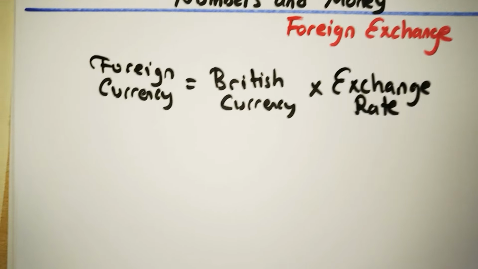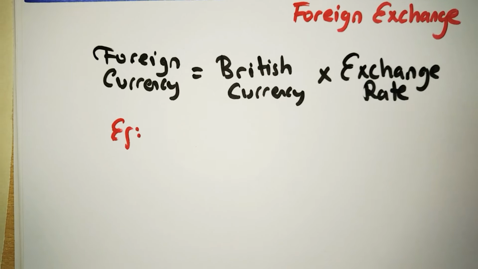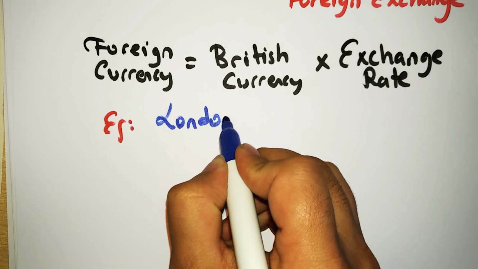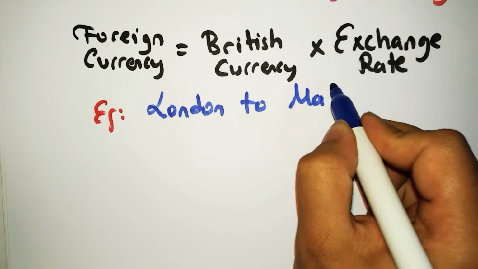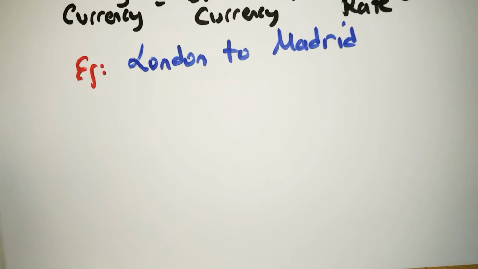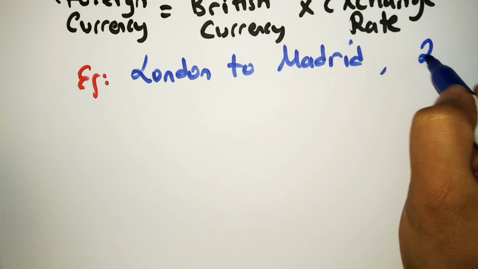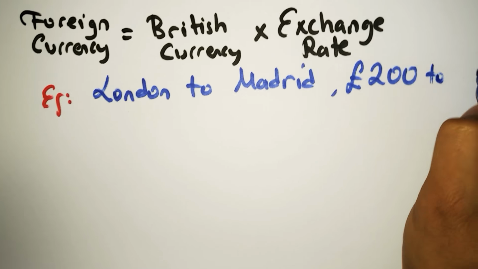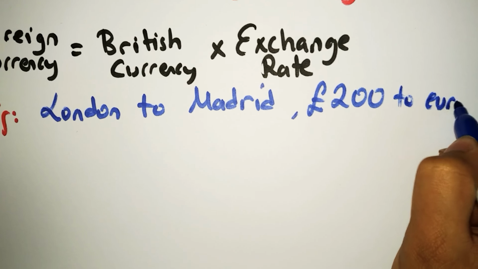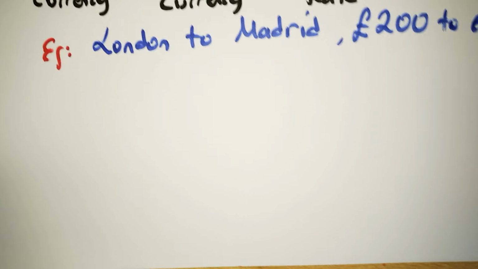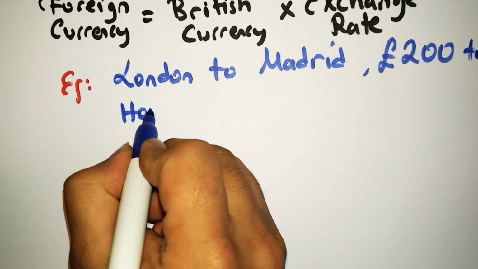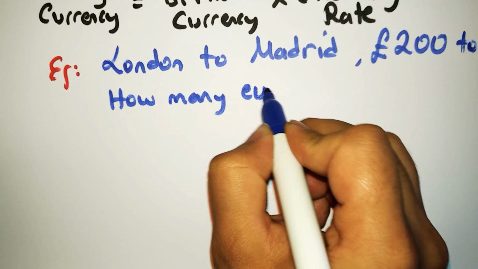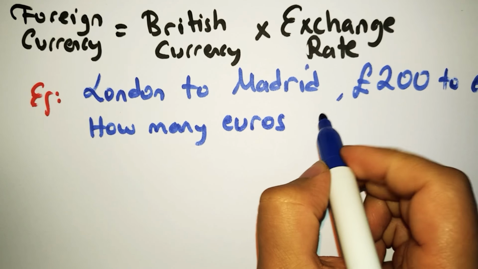So, for example, Anna is going to Spain. Let's say she's going from London to Madrid, and she needs to change £200 to euros. So how many euros does she get? The question is, how many euros does she get?